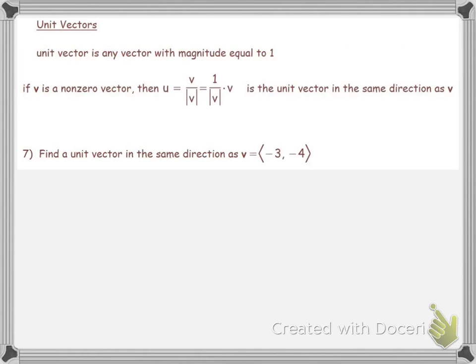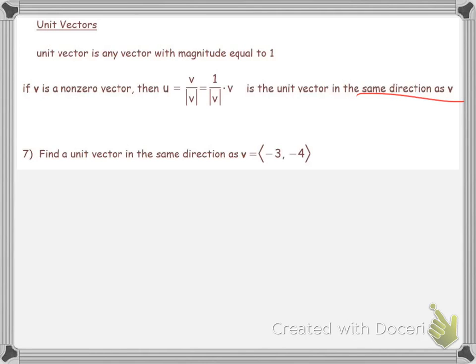The unit vector is any vector with a magnitude equal to 1. So if vector v is a non-zero vector, then u is going to be the unit vector that's in the same direction as v. And to find u, you take the vector v and divide it by the magnitude of v, or it's the reciprocal of the magnitude of v times the vector v.